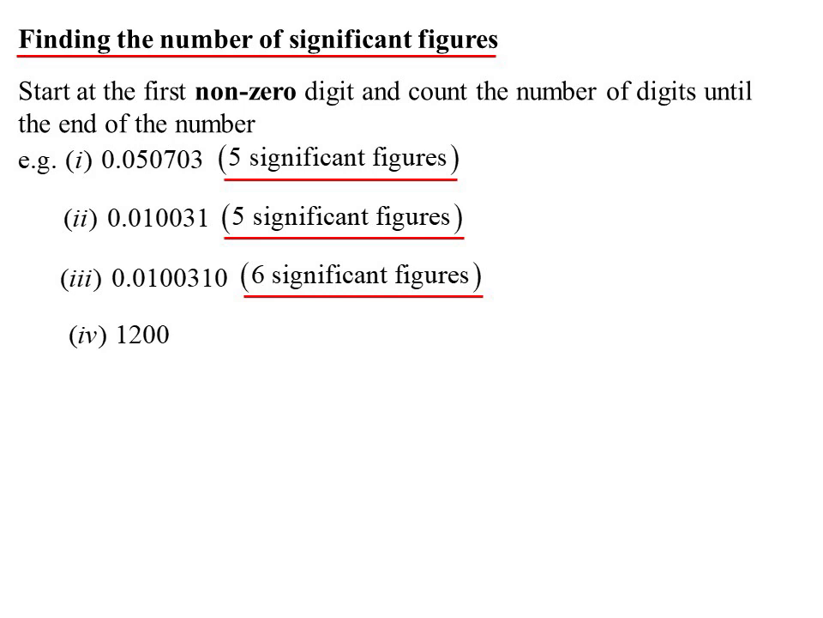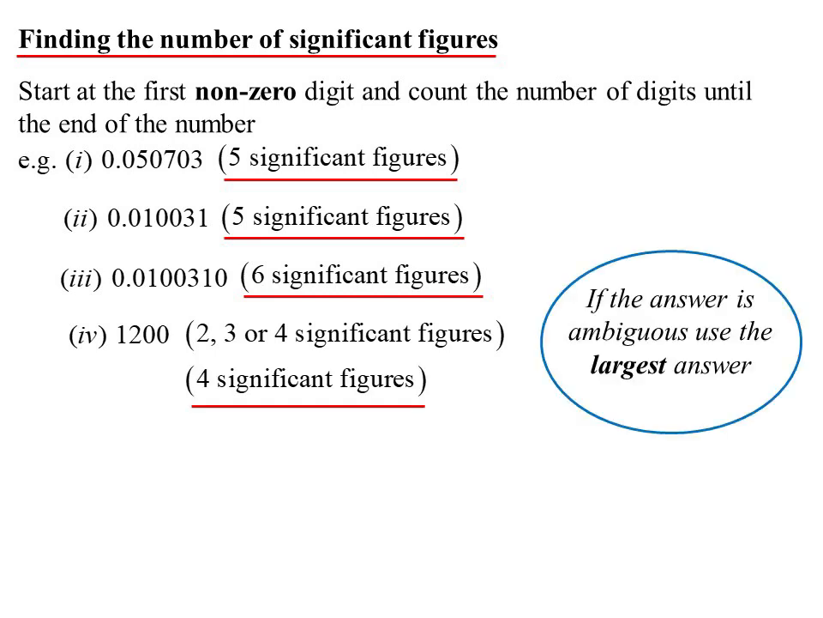Whoa, hang on. Start at the first non-zero. Well, we know this could have 2, this could have 3, or it could have 4. So what answer do I put down? Well, I'll put down 4. Okay? I'll always go with the largest one. I might not be right, but I can't be wrong. Now, unless they give me more information, I don't know. Is it 2, 3 or 4? Someone's going to go with the biggest one, unless they give me more information. So yeah, I'm going to put down 4 significant figures for that one.